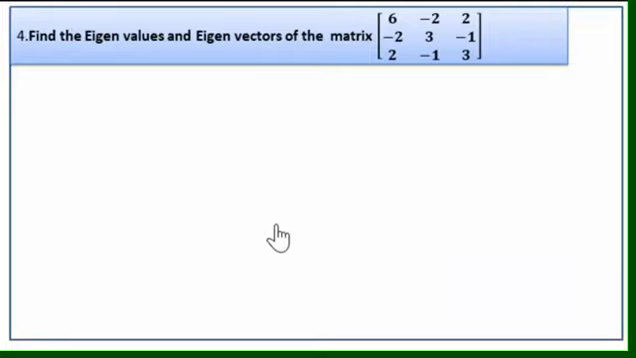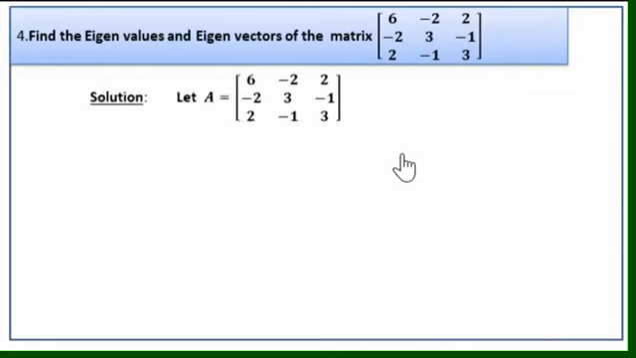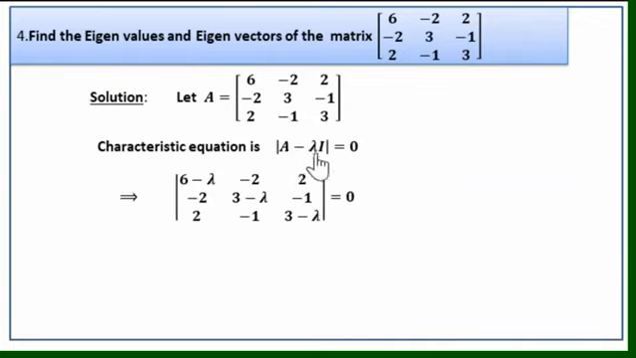Next problem, find the eigenvalues and eigenvectors of the matrix [6, -2, 2; -2, 3, -1; 2, -1, 3]. Call it A and find the characteristic equation, determinant of A minus lambda I equal to 0. This is nothing but 6 minus lambda, 3 minus lambda, 3 minus lambda along the diagonal, and the remaining entries are -2, 2, -2, -1, 2, -1, as it is.